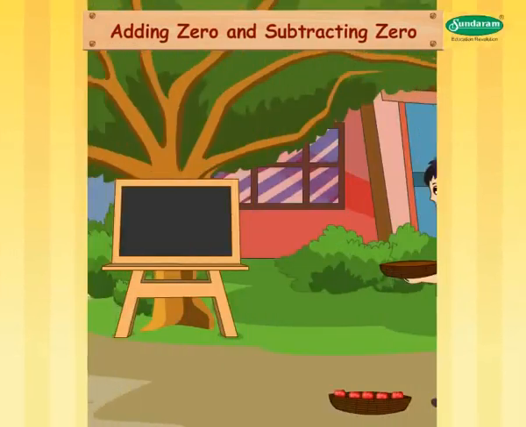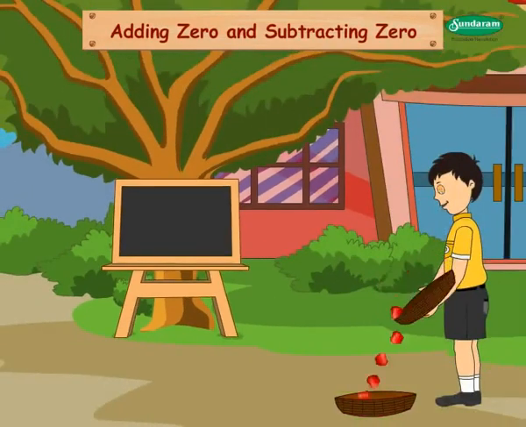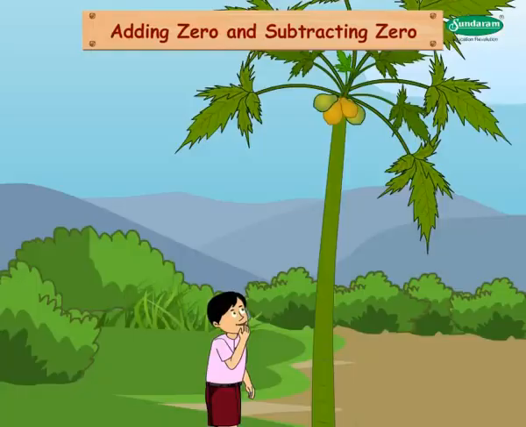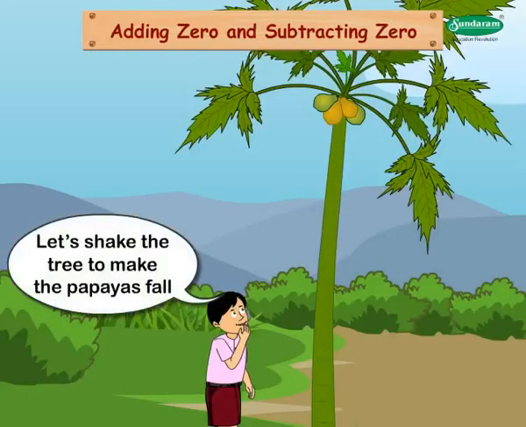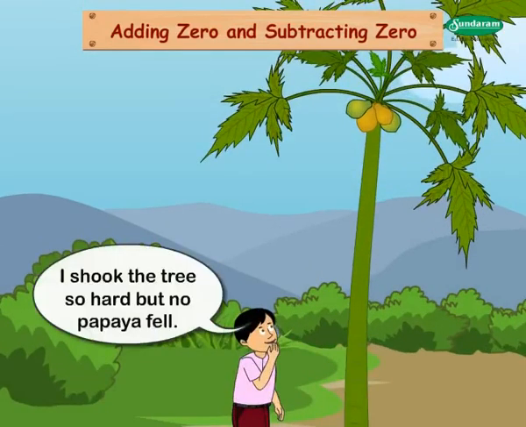Adding 0 and subtracting 0. 5 plus 0 equals 5. 0 plus 5 equals 5. Let's shake the tree to make the papayas fall. 4 minus 0 equals 4. I shook the tree so hard, but no papaya fell.